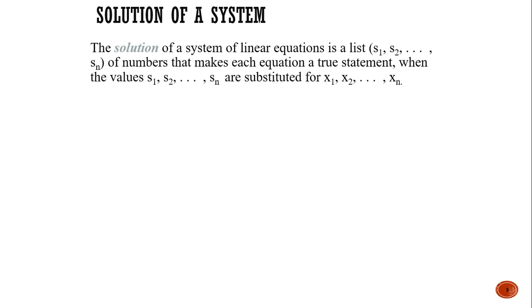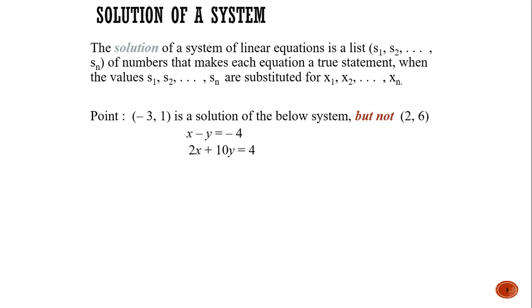Now we come to what a solution of a system is. The solution of a system of linear equations is a list s1, s2, sn of numbers that makes each equation a true statement when the values s1, s2, sn are substituted for x1, x2, xn.